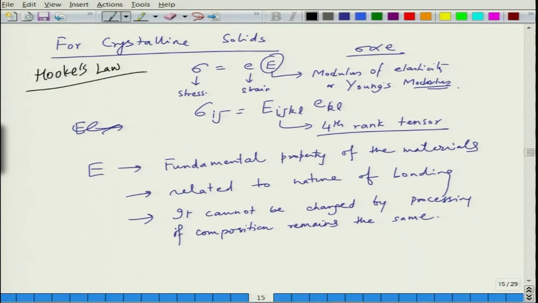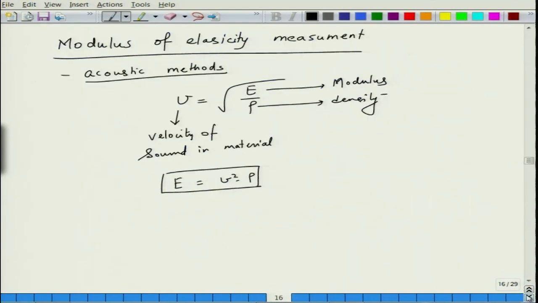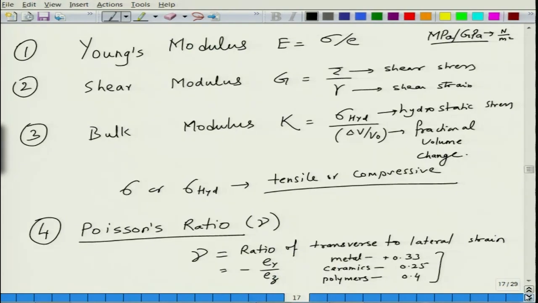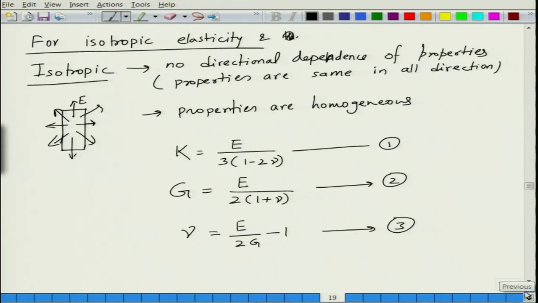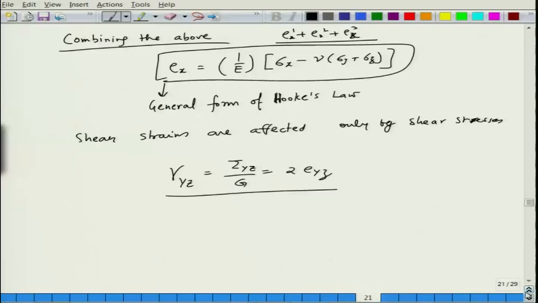Hooke's law is sigma is equal to E epsilon. You can write this in tensorial form, modulus of elasticity being the fundamental property of the material. Then we looked at four fundamental properties: Young's modulus, shear modulus, bulk modulus, and Poisson's ratio, and we saw the differences between them. We are dealing in some detail with isotropic elasticity, and we are on our way to define the relations.